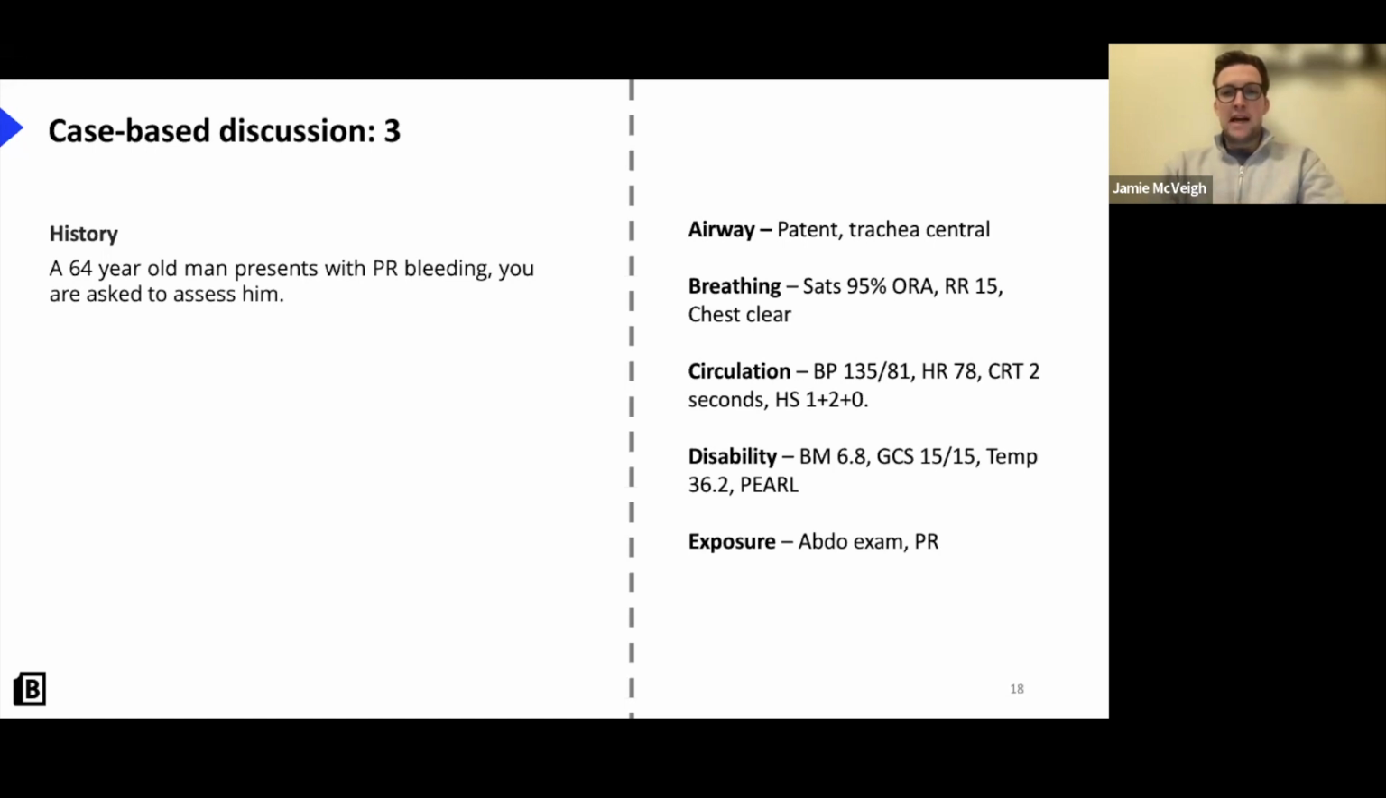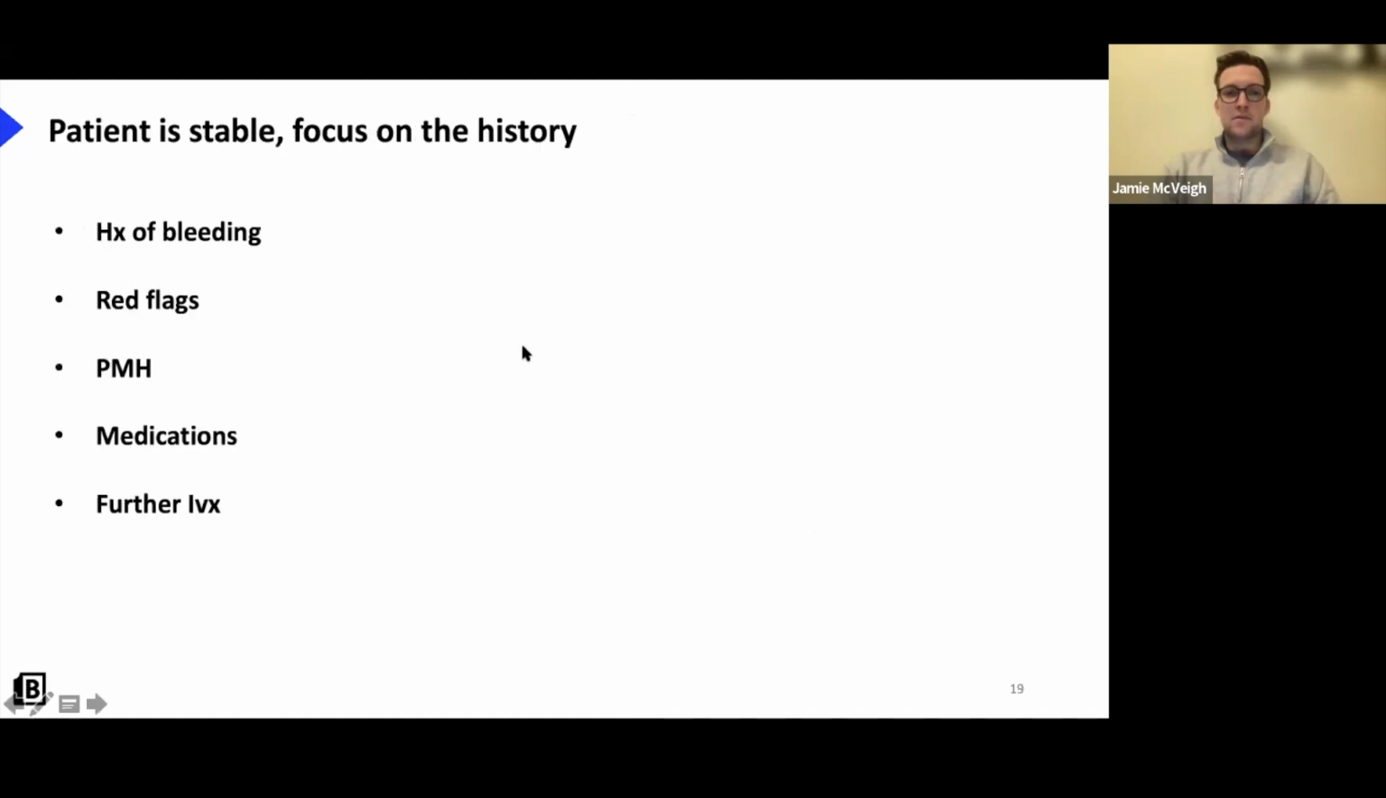So what needs to happen to this man? So he needs more of a history, obviously, and you find out that he's had some PR bleeding on and off for the last 6 months. Okay. Now, at this point, painless abdomen and PR bleeding, the most likely diagnosis is hemorrhoids, particularly as he's got them on your PR exam. But you still can't exclude malignancy at this point. Okay. And that's why you need to ask about red flag symptoms.